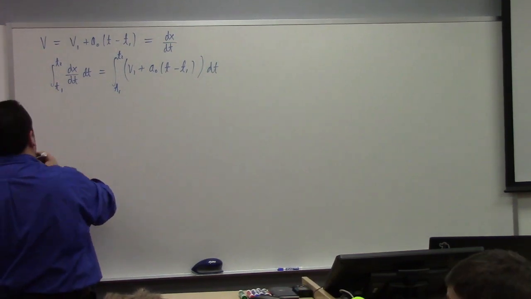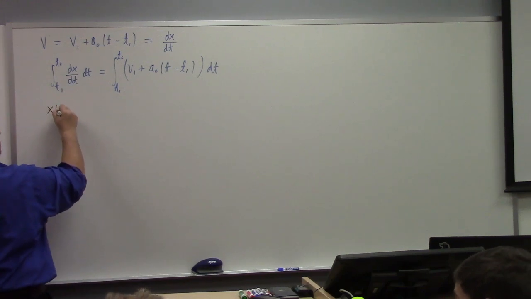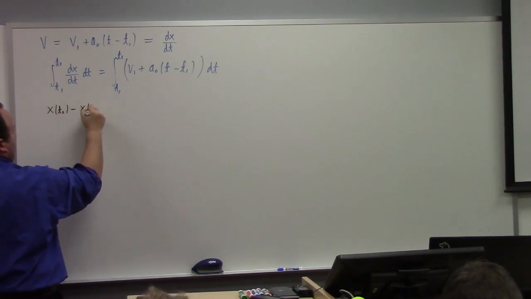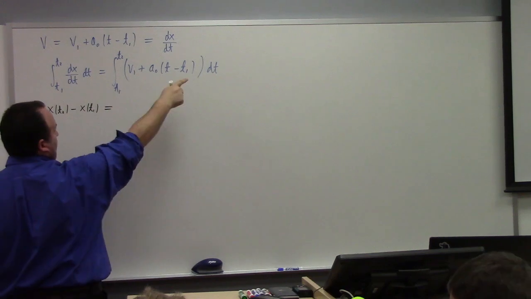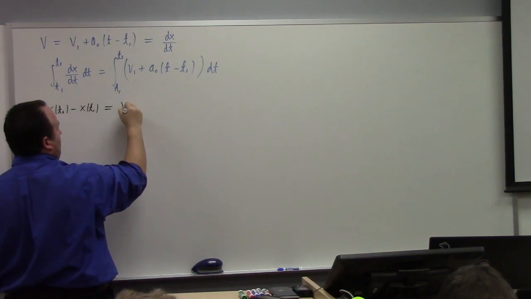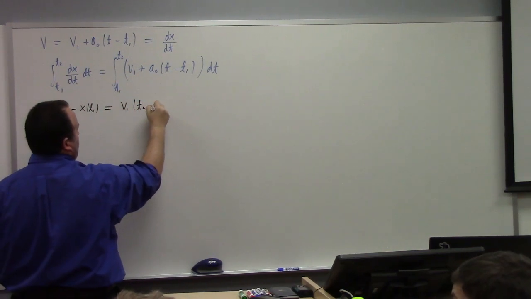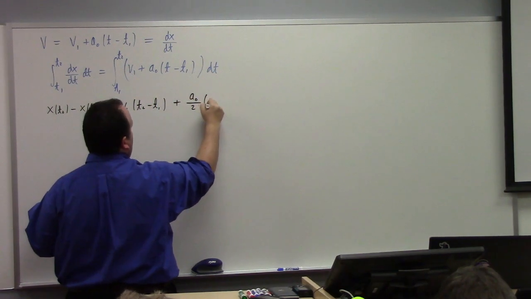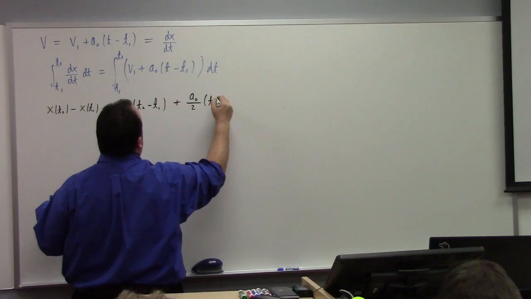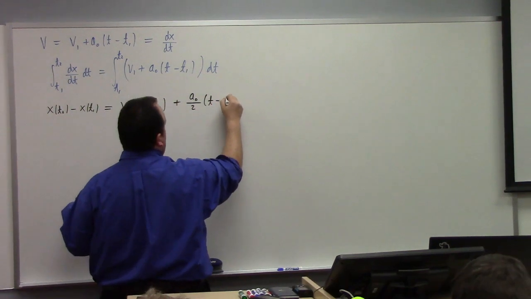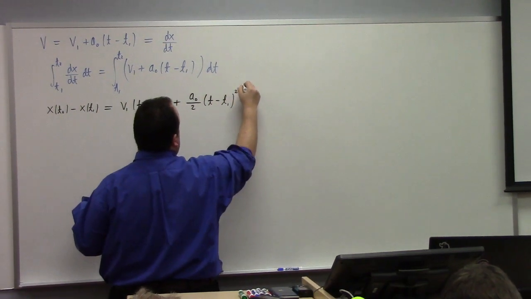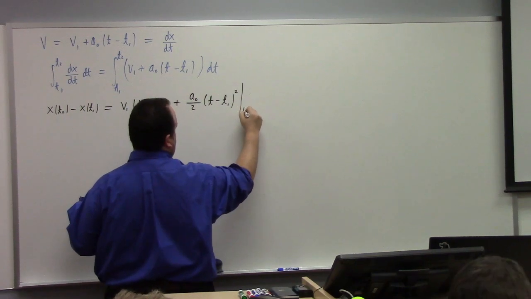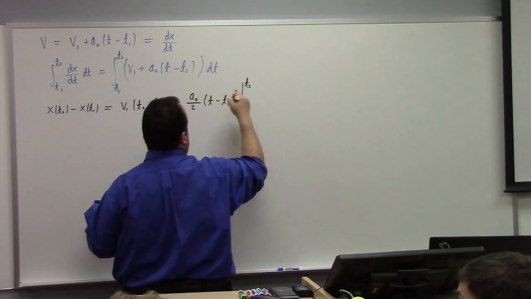So this integrates to x of t2 minus x of t1. And the other side, when we take the integral, we get v1 times t2 minus t1 plus a sub 0 over 2 times t minus t1 squared. We have to evaluate that one from t1 to t2. Okay, that's the integration here, right?